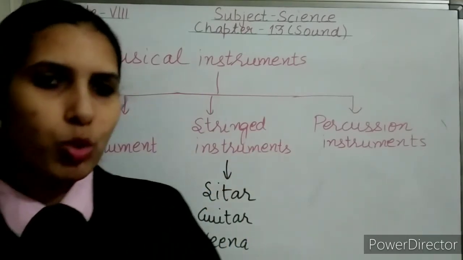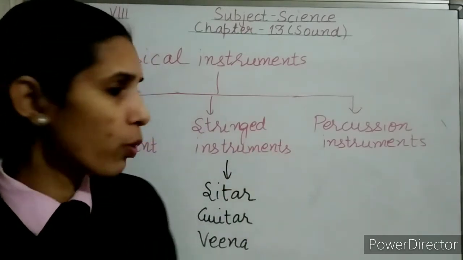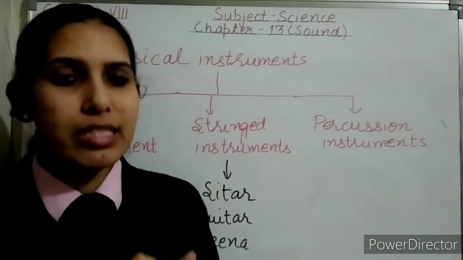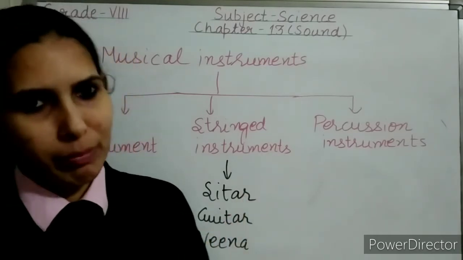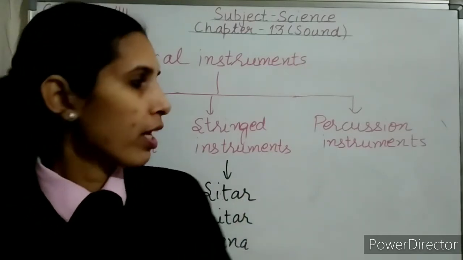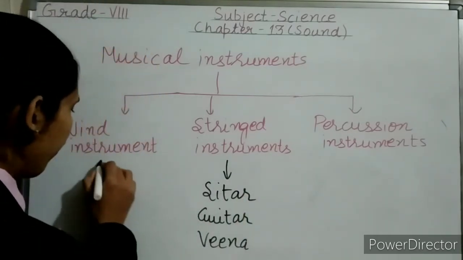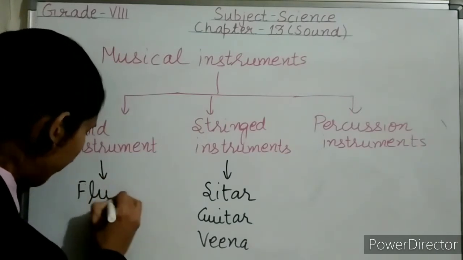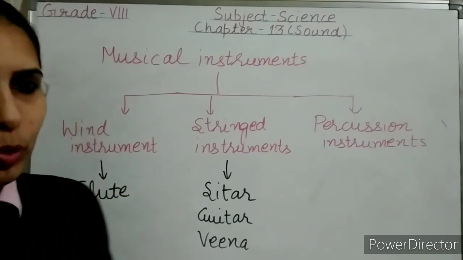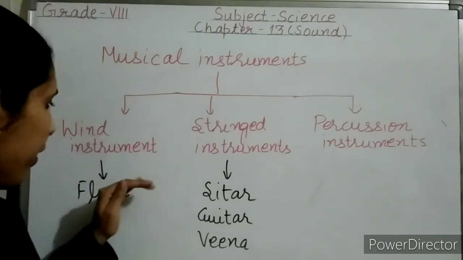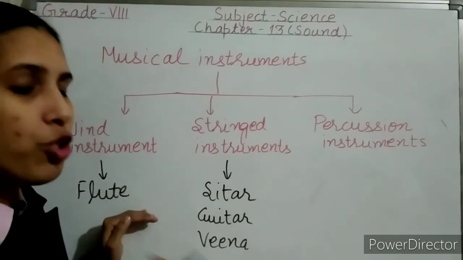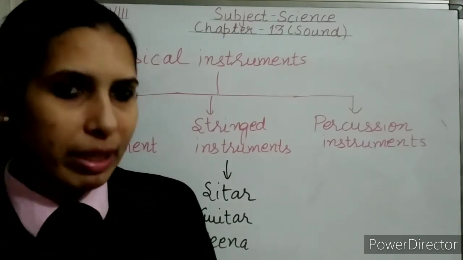So here, in the case of stringed instruments, the string vibrates. Now we have understood what the frequency of vibration is. By changing the thickness, length or tightness of the string, the frequency of the vibration can be changed. Now if we talk about wind instruments, examples are flute, shehnai, trumpet, etc. In wind musical instruments, the air column vibrates.